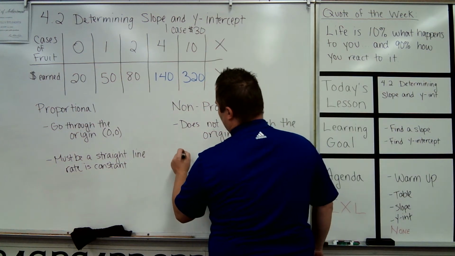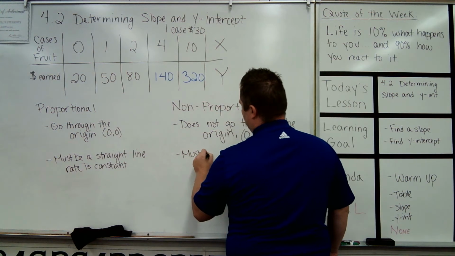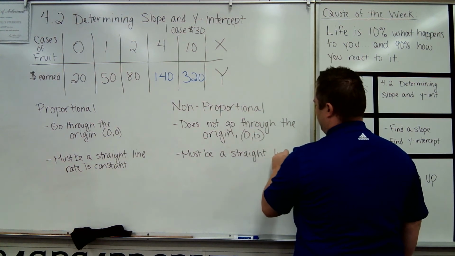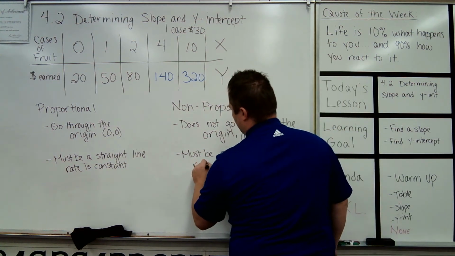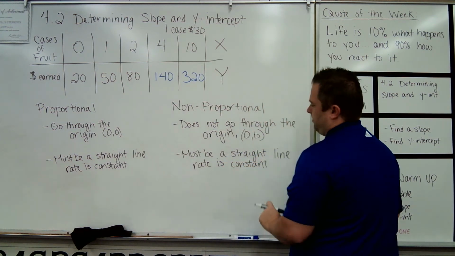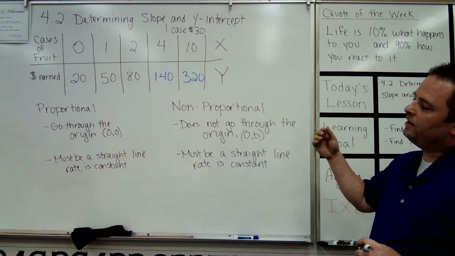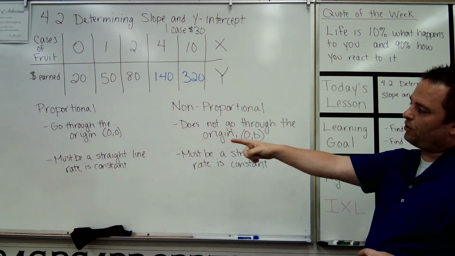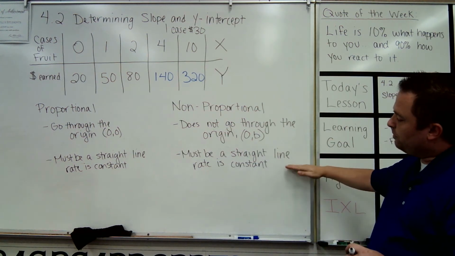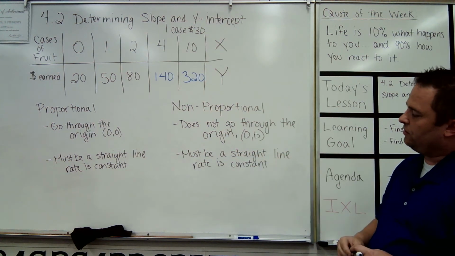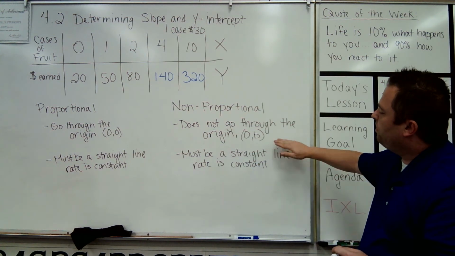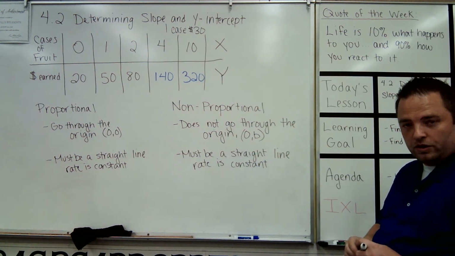However, it still must be a straight line, meaning that the rate is constant. The only difference that we're changing from proportional to non-proportional is that we're no longer going through the center. We will still be dealing with straight lines, just as if it was proportional, which means that the rate stayed the same when looking at it visually through a graph. But we're going to go through a different location other than the origin.